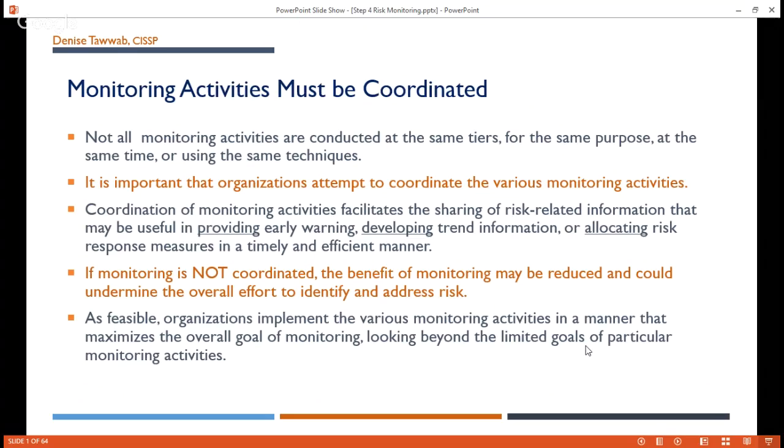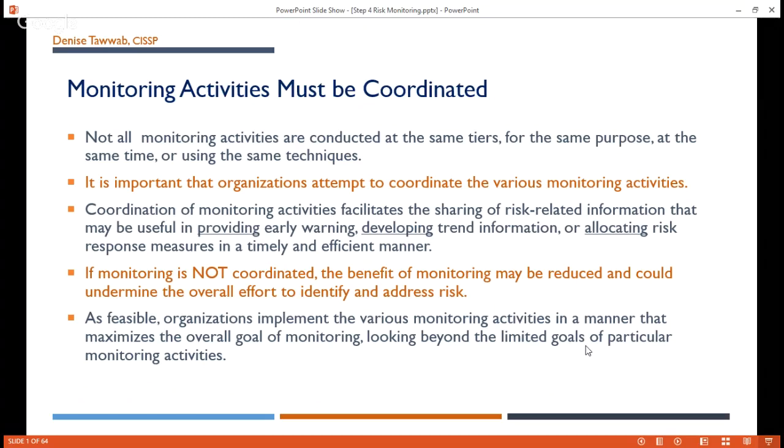Okay, monitoring activities must be coordinated. Not all monitoring activities are conducted at the same tiers for the same purpose at the same time or using the same techniques. Let me say that again because that was a fun sentence to say. Not all monitoring activities are conducted at the same tiers for the same purpose at the same time or using the same techniques.